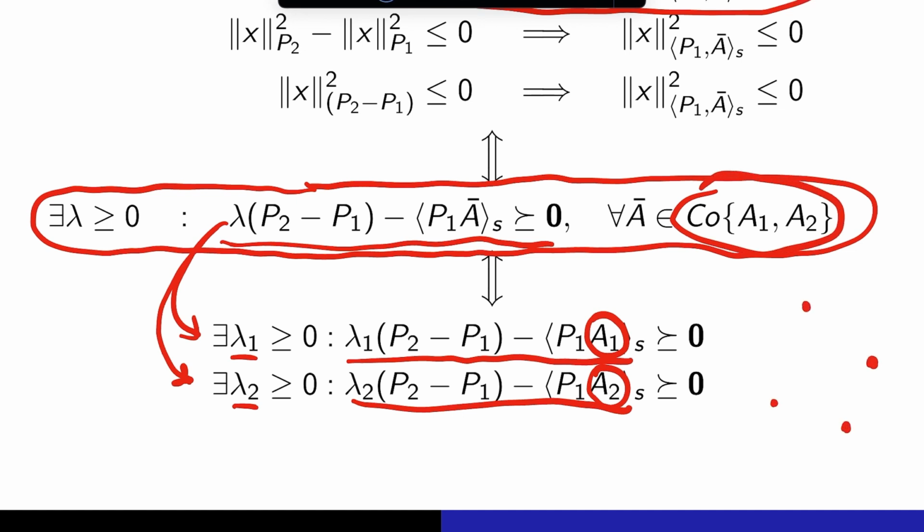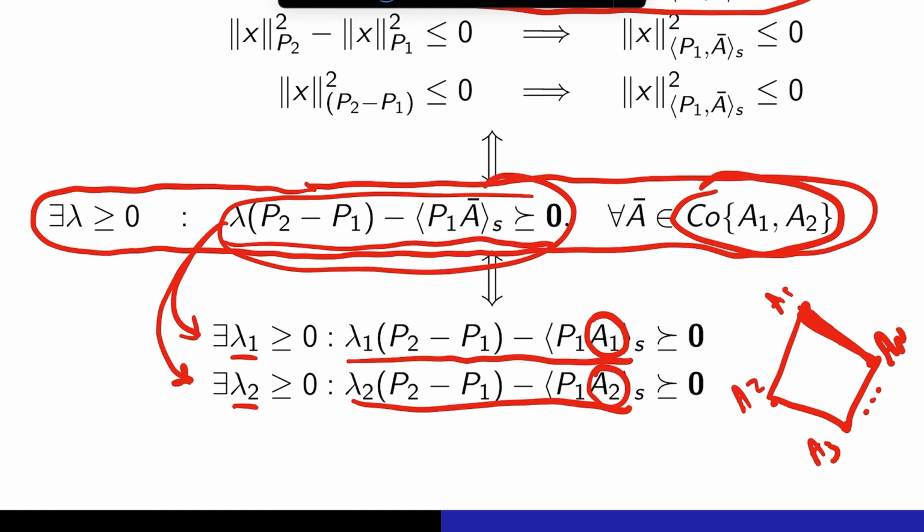Let's say 1, 2, 3, 4. This is like a convex hull. Let's say A1, A2, A3, AN, and that condition needs to be satisfied for all lambdas. All right, okay.